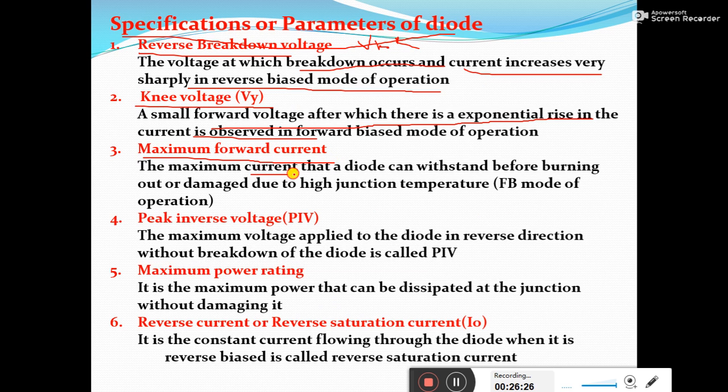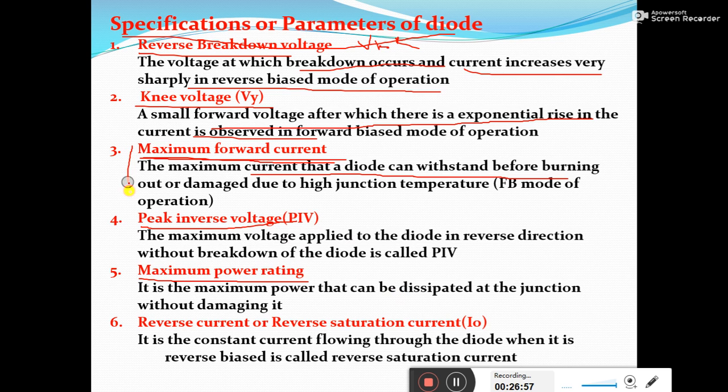Maximum forward current, so the current that the diode can withstand before it gets burned out, means after this rating, if you allow more current to flow through the diode, the diode will get damaged or it may get burnt. This is the maximum permissible limit of current. Similarly, this is the maximum permissible limit of voltage in reverse direction, that is peak inverse voltage, and this is the maximum power that it can dissipate without damaging it.